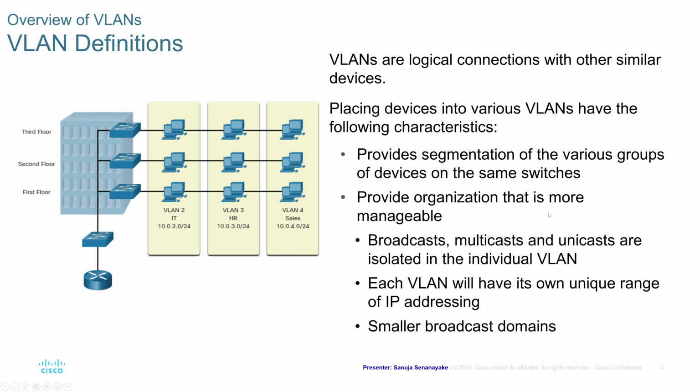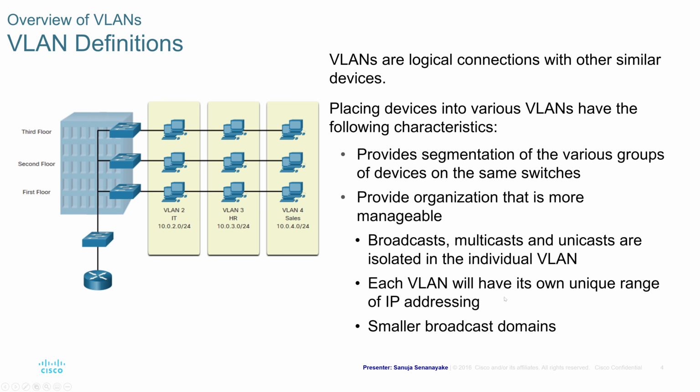So in other words, you could have the exact same switch that is dividing different departments such as IT, human resources, and sales. And VLANs provide organization that is more manageable. So a VLAN can be used for organizing your network so that it can be easily managed. And how it does that is by breaking up broadcast, multicast, and unicast into separate segments by isolating them using these individual VLANs.